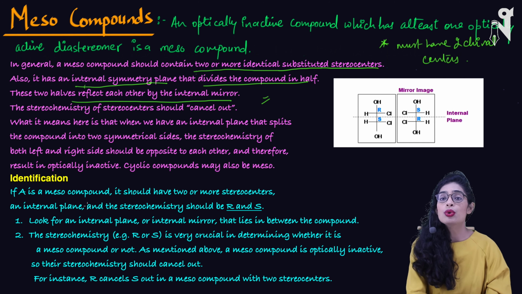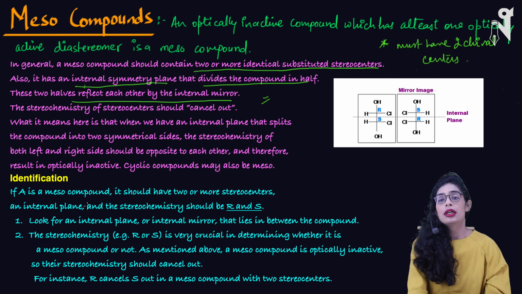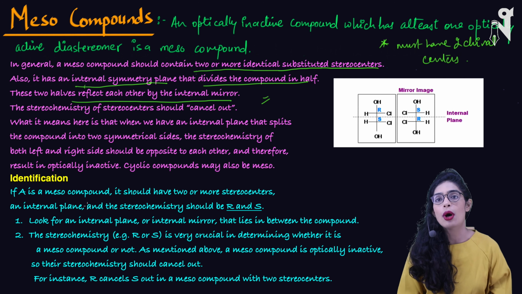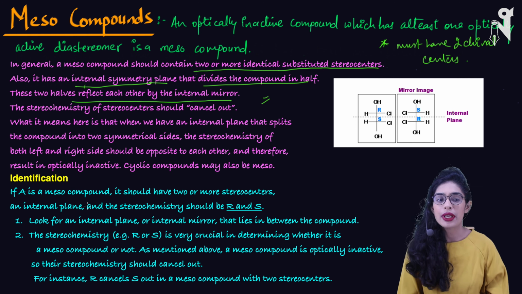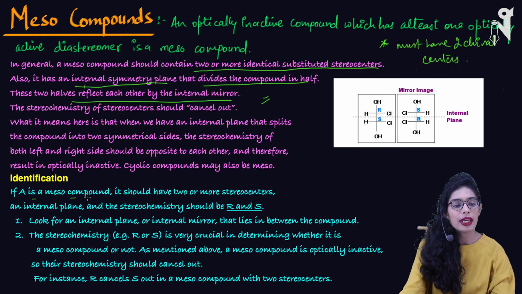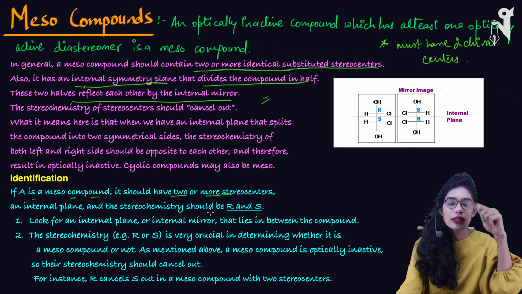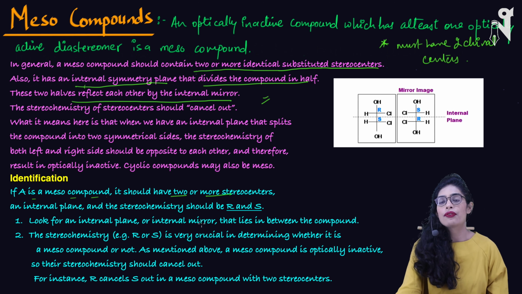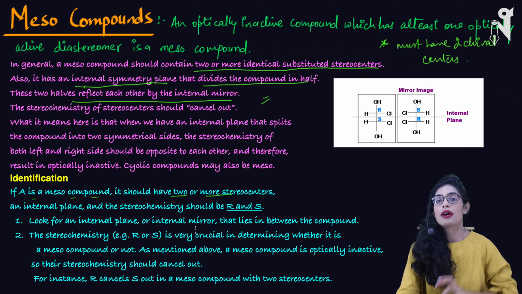The condition is it should have a minimum of 2 chiral centers, and at least one of its diastereomers should be optically active. So what is the identification? As I mentioned, if a compound A is a meso compound, then it should have 2 or more stereocenters. This is the first condition. The second condition is when you mark their R and S configuration wherever you can mark it, one half will have R and the other half will have S.